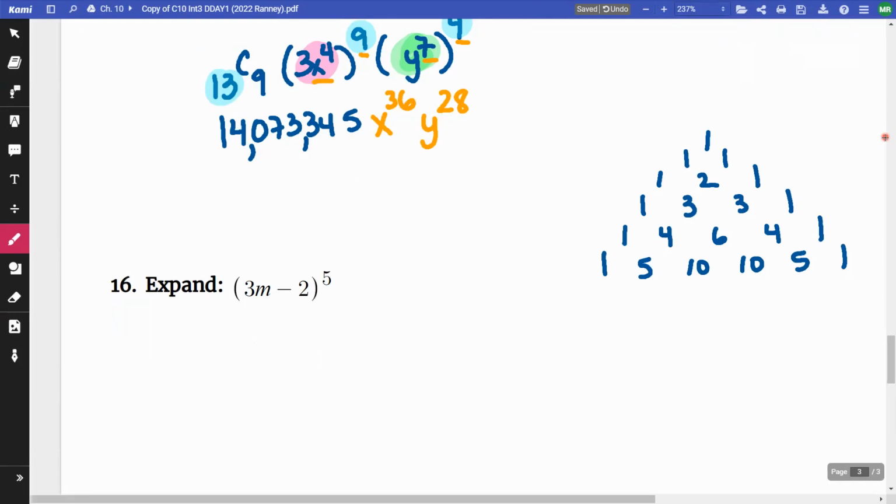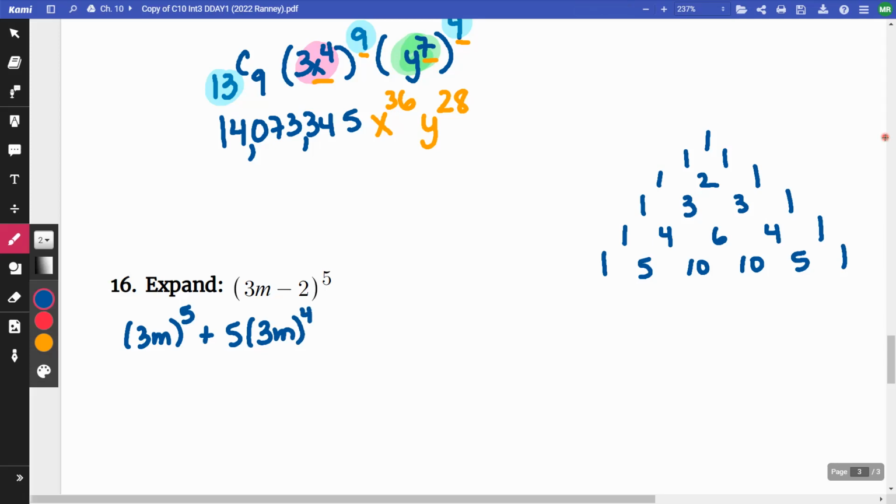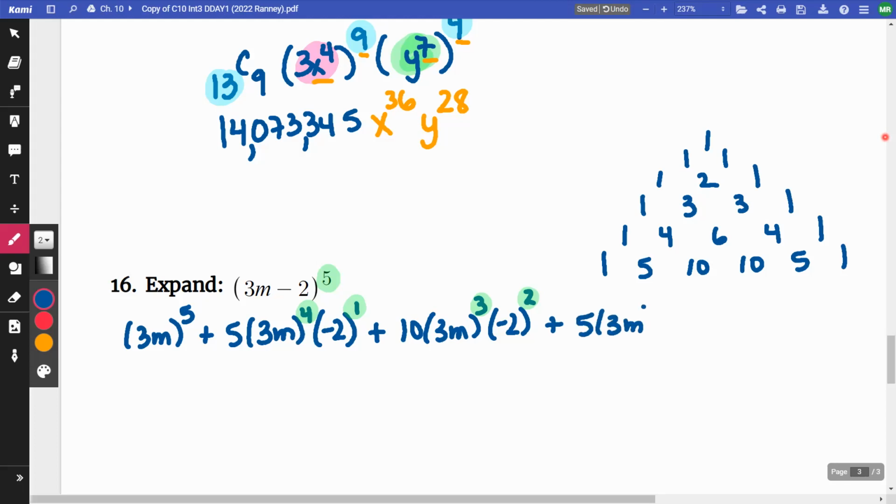So I am going to be taking my 3m. I would really have a 1 in front, but I don't need that 1 in front. And this is going to be raised to the power 5. Now, my -2 would really be raised to the power 0, but I don't need to write that. Plus 5, and this time my 3m is going to be raised to the power 4, and that -2 is going to be raised to the power 1, because these are going to add to 5 each time. Plus 10 times my 3m, this time to the third, and that means my -2 is going to be raised to the second, because again, these have to add to that 5. Plus 5 times 3m to the second, and that means my -2 is going to be raised to the third, because again, 2 plus 3 give us 5.